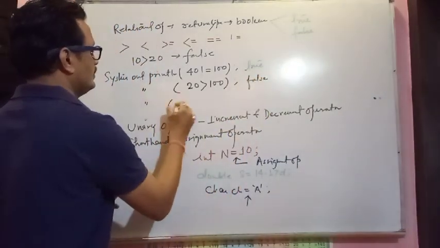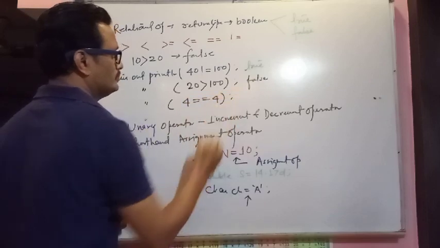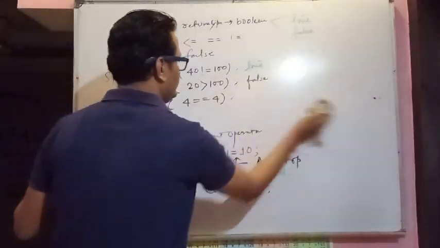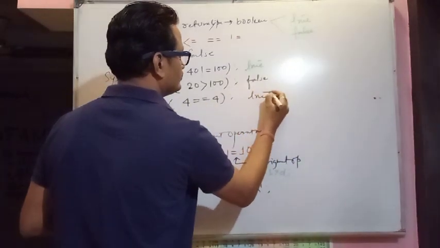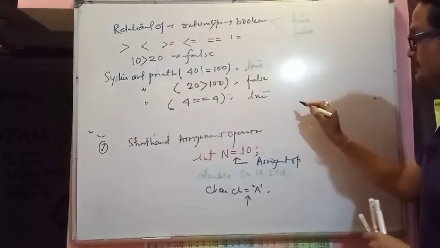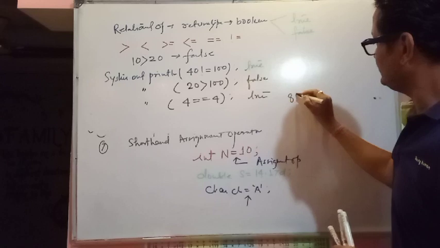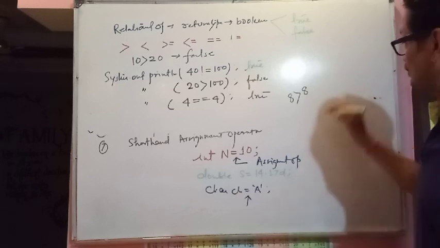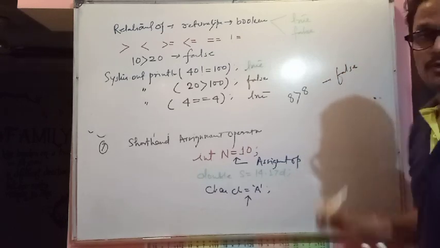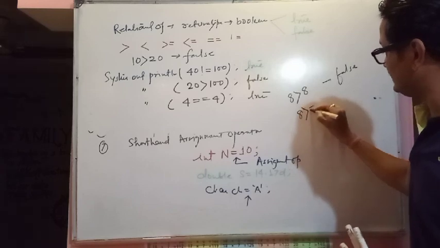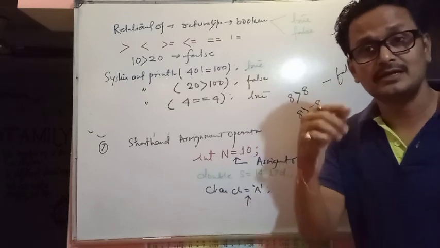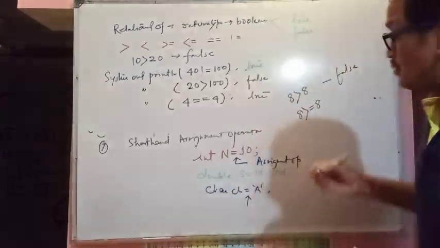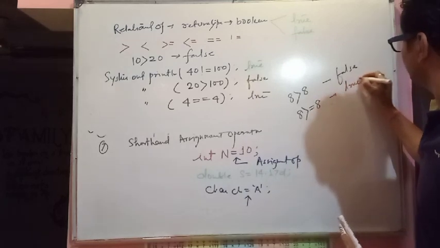If you write 4 is equal to 4, yes, this is true. Your answer will be true. If you write 8 is greater than 8, no, this is false. False and true will be in small letters. But when you write 8 is greater than equal to 8, that means 8 is greater than or equal to. It will be either greater or equal. It's not greater, but it's equal to. Your answer will be true.